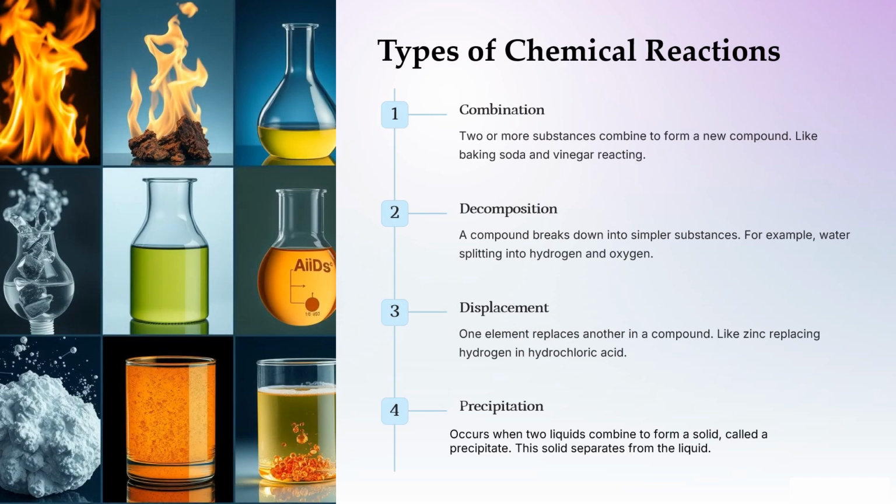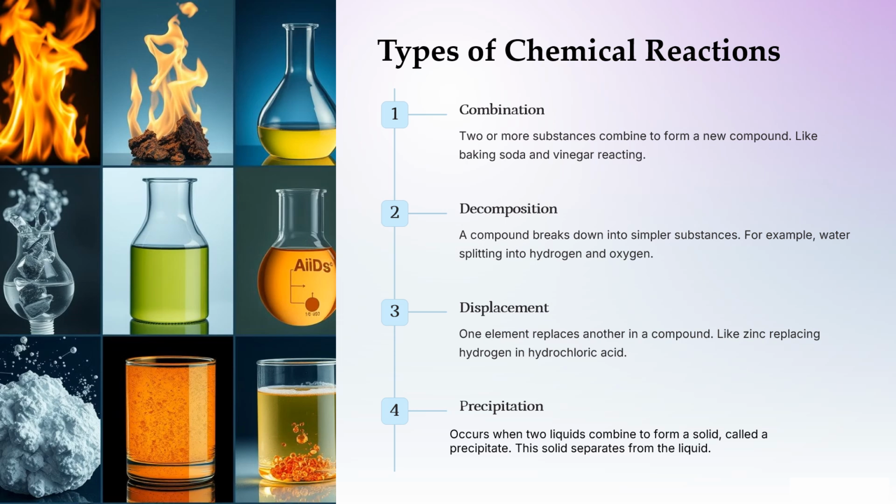Now we will see the types of chemical reactions. The following are the different types of chemical reactions. First is combination reaction. The chemical reaction in which two or more simple substances or reactants combine to form a complex compound is called a combination reaction. Like burning of magnesium ribbon in presence of oxygen is an example of combination reaction. In this reaction, magnesium and oxygen combine to form magnesium oxide.